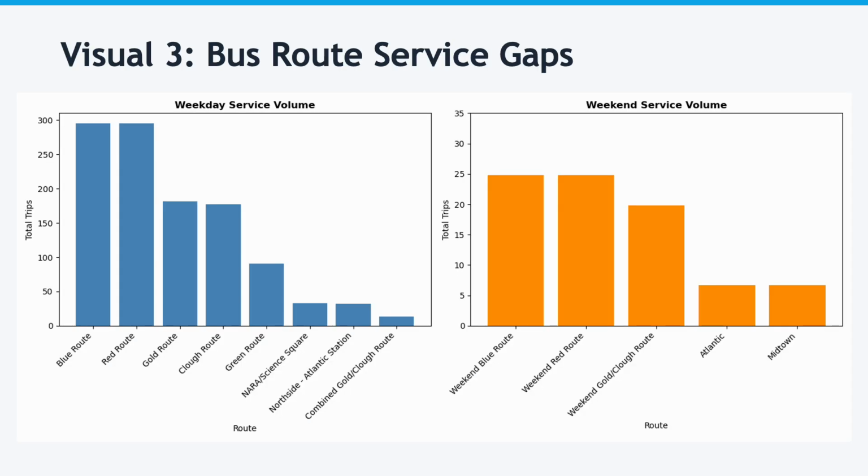Visual 3 goes along with Insight 3, where you can see the overall weekday service volume compared to weekend service volume. And you can also see the individual bus routes compared to each other within their own sector of weekday and weekend. You can see which routes have the least total trips and the most total trips within their domain. You can also see that overall weekday has way more total trips than weekend.